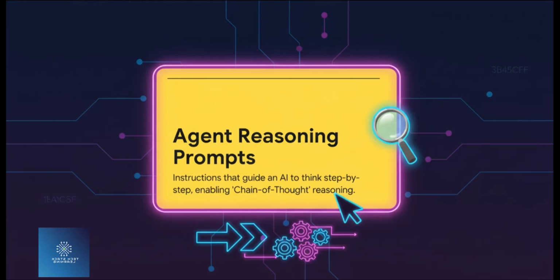Okay, now this is where we start to unlock the AI's real brain power. We're talking about agent reasoning prompts. See, with these, you're not just asking for an answer. You're telling the AI, hey, show me your work. By telling it to think step by step, we fire up something called chain of thought reasoning. And that is absolutely crucial for any problem that's too complex to solve in just one go.